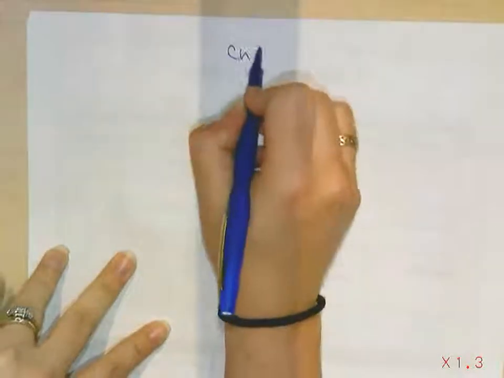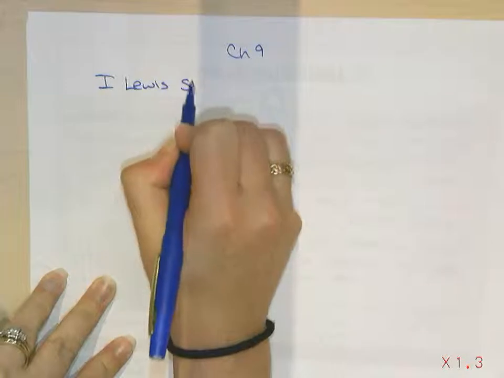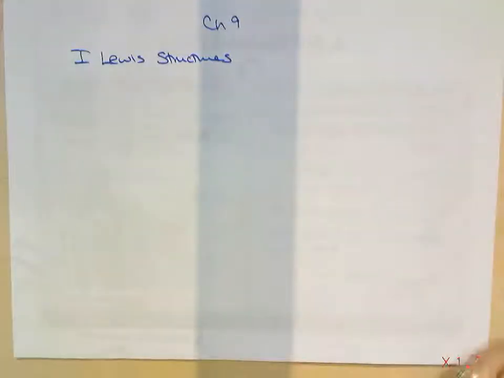Always work for my notes. Pretend that these were slides. They have titles across the top. Chapter 9.1, Lewis dot structures. About 2 minutes while I go dig up something else. I'll find them. They're in there.